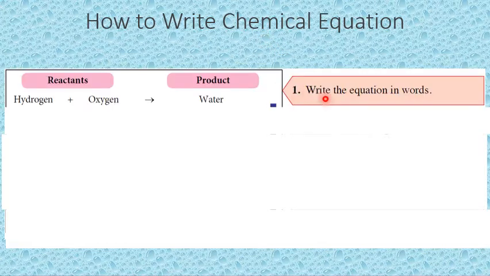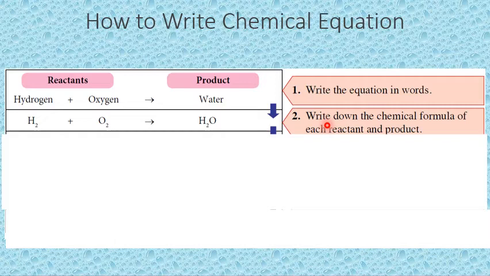The first step is you write the equation in words. For the reactants, you write hydrogen plus oxygen. For the product, water. The second step, write down the chemical formula of each reactant and product. So for hydrogen, H2 plus O2, and then the product is H2O.